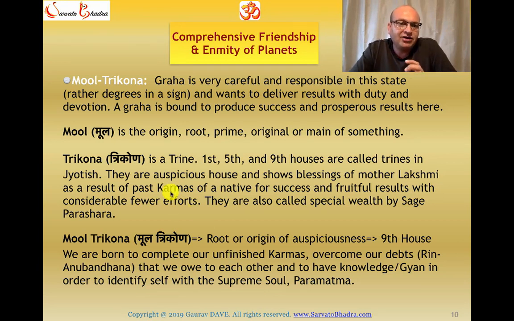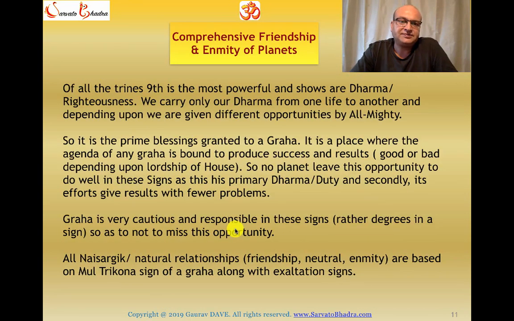So now we unite the two things, Moola and Trikona, root or origin of auspiciousness. So this is the 9th house of Dharma, of duty. We are born to complete our unfinished karmas, overcome our debts, which are called Rin Anubandhanas. We have debts and we owe to each other. That's why we fall into relationships. And to have knowledge, jnana, in order to identify self with the Supreme Soul, Paramatma. So we carry our dharma from one life to another life.